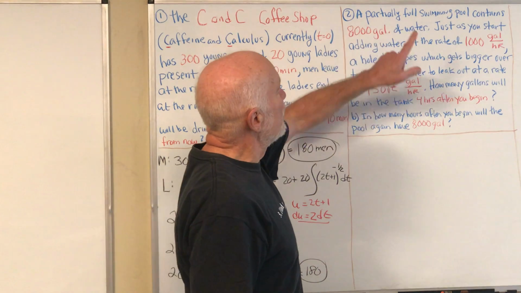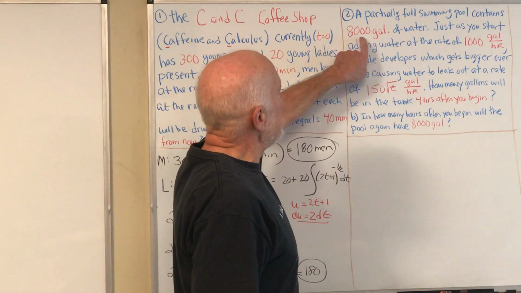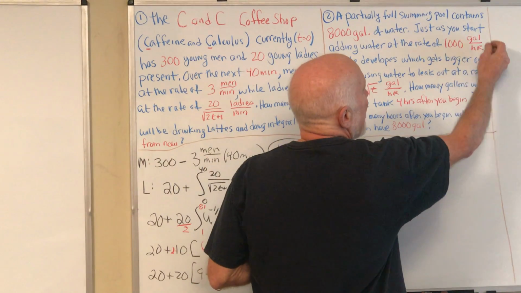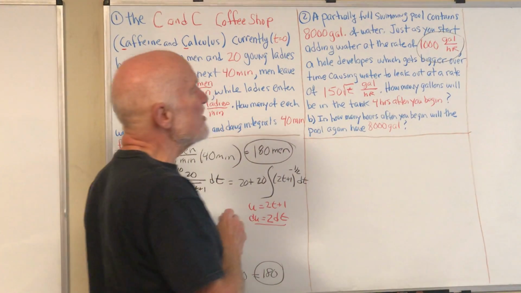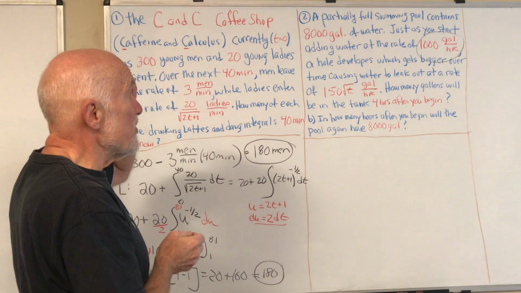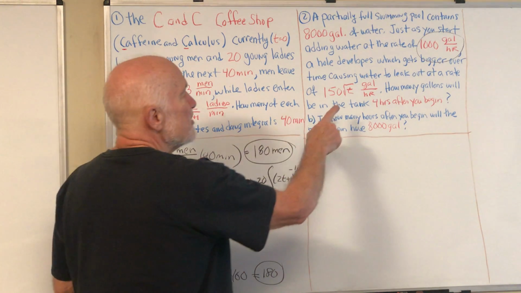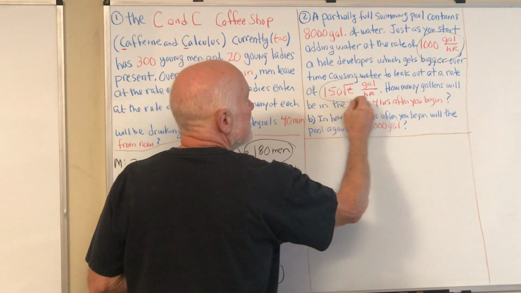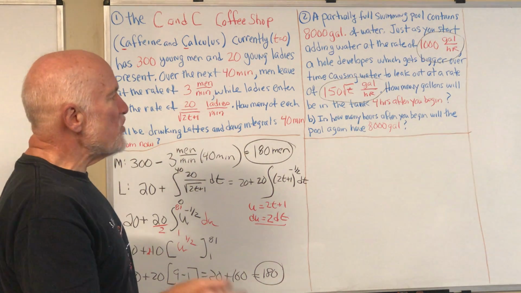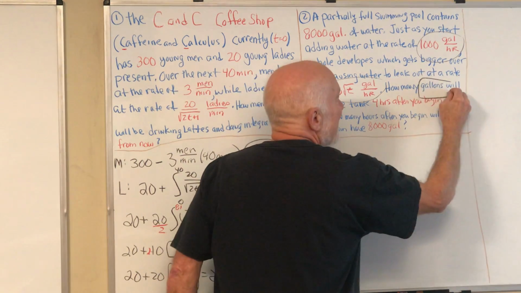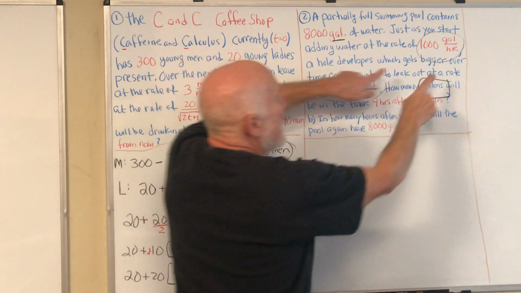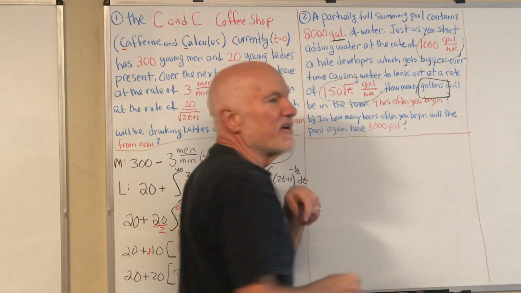You have a partially full swimming pool containing 8,000 gallons of water. Just as you start adding water at a constant rate of 1,000 gallons per hour, a hole develops. And that hole gets bigger over time, causing water to leak out at this rate. So as t gets bigger, the rate at which it's leaking out is going to be bigger. What are we trying to find out? Gallons. What do we have? Well, we have gallons here, but we have gallons per hour here and here.